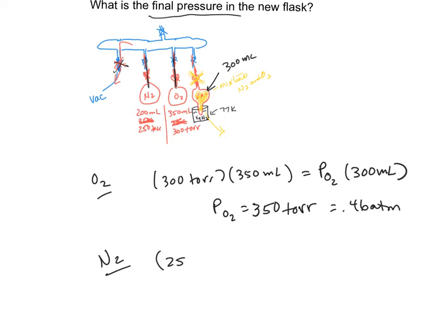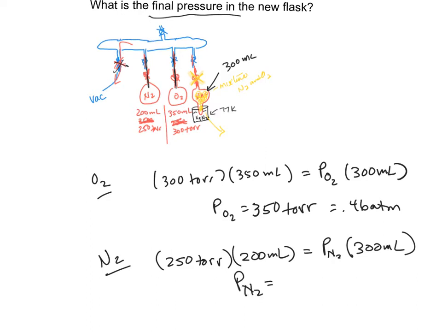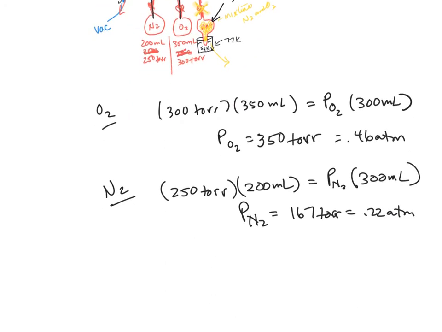similarly, we'll say 250 torr, P1 times V1, 200 mils is equal to P2 for the N2 nitrogen, so final partial pressure of the nitrogen times the volume of 300 mils, which is the volume of the final flask. All right, solve for a partial pressure of N2, and that'll be equal to 167 torr, which is equal to 0.22 atmosphere.